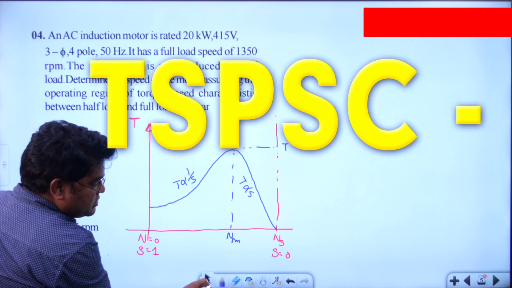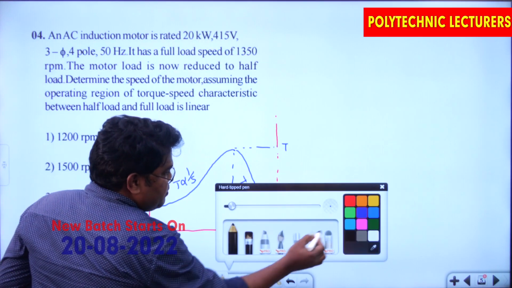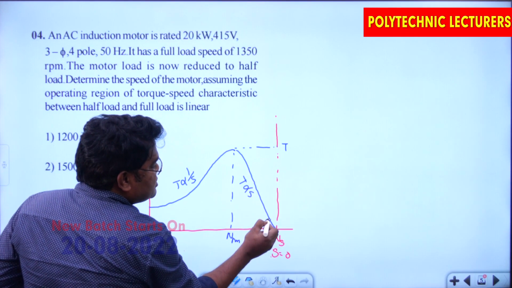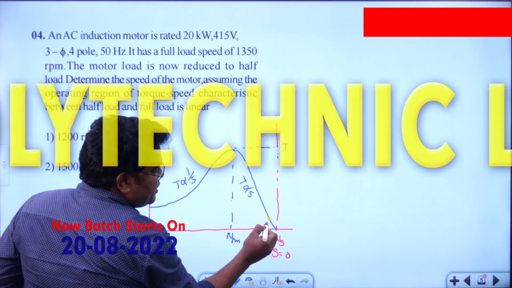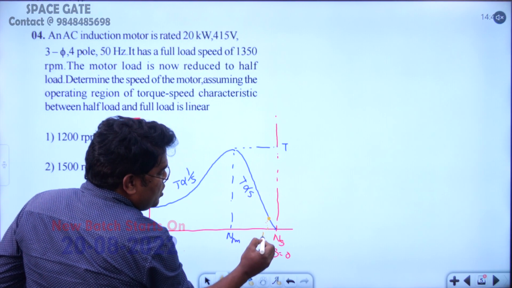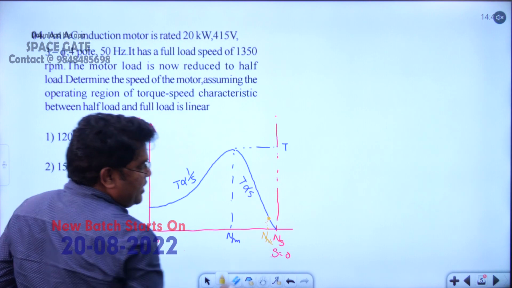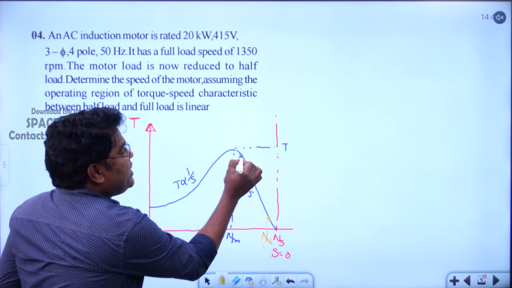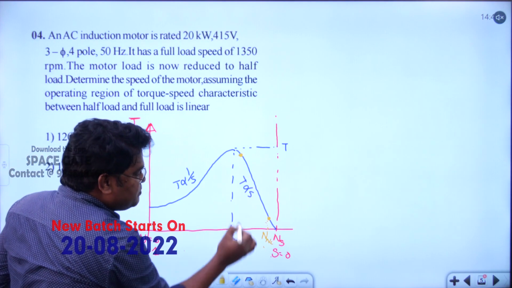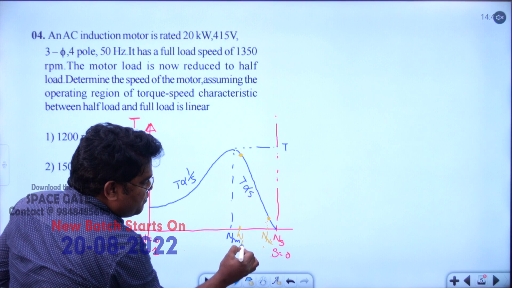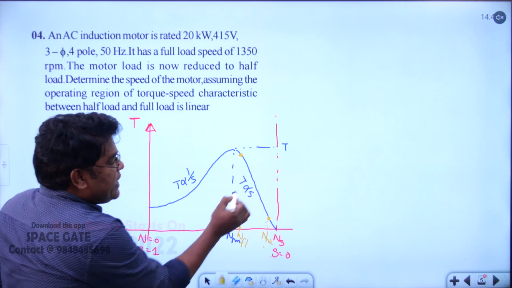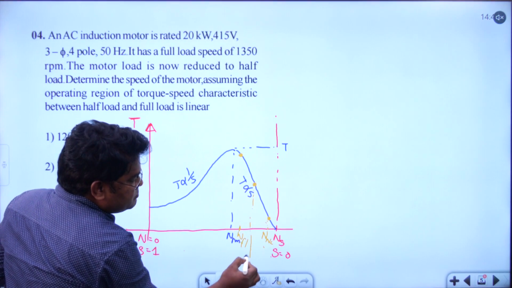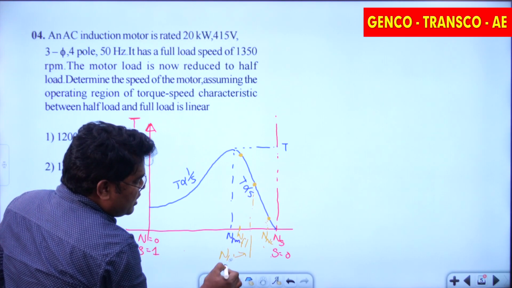And another point here. At this point, you can say the speed is very near to the synchronous speed. So this is the no load operating point, NL, or the speed corresponding to no load. And near this point is the speed corresponding to full load, FL. Exactly in between these is the speed at half full load condition.